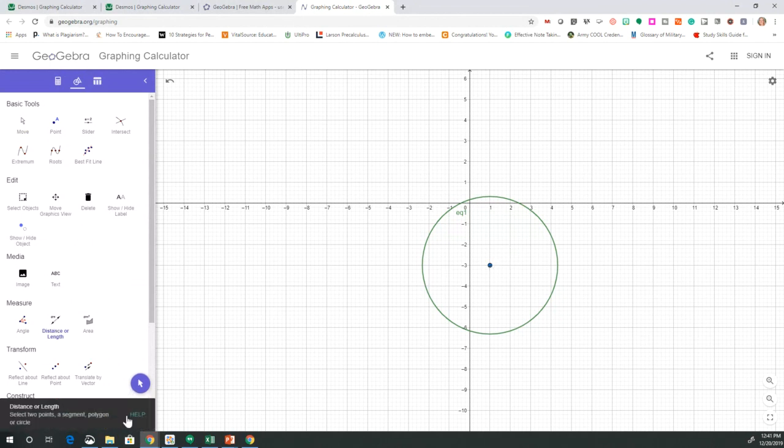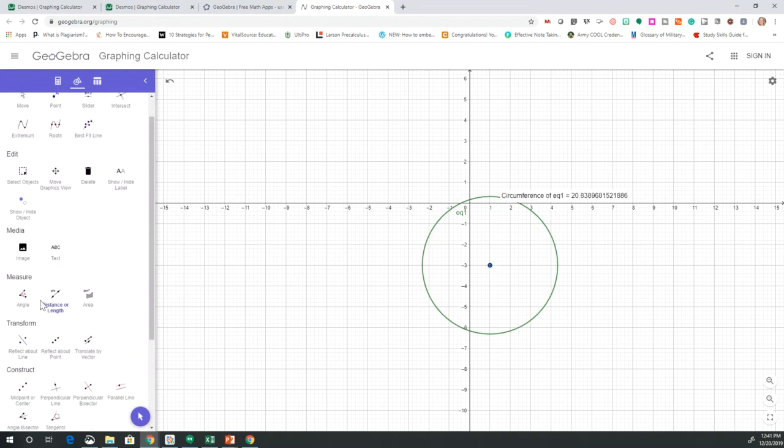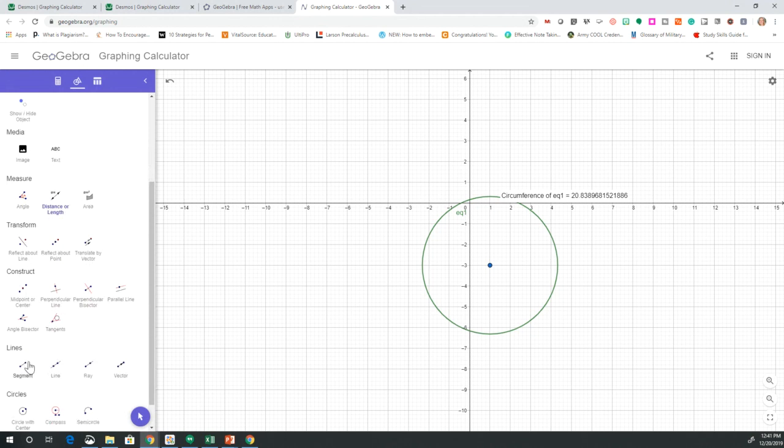Okay, I'm selecting my center. Maybe I need to, why is it not? Okay, it's giving me the circumference. That's not what I want. It's like 2 points a segment. Okay.